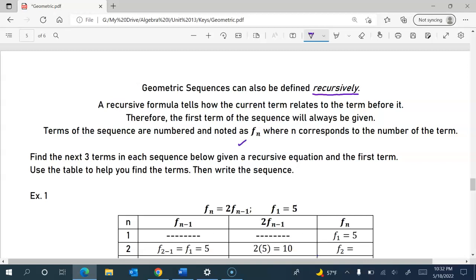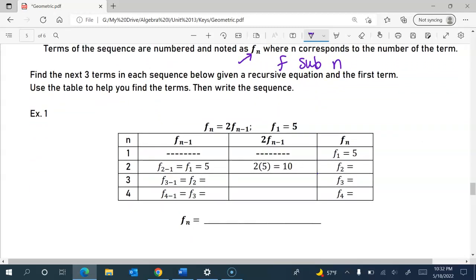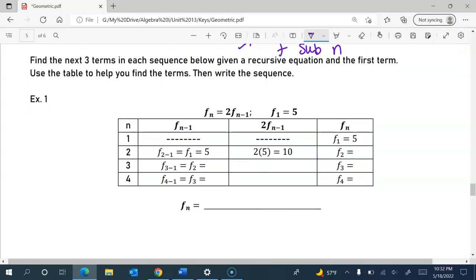Just like yesterday, we're changing the notation. Explicit formulas are in function notation, meaning like g of n. Recursive formulas, remember though, this is called f sub n. That's how we say that, right? It's a subscript. That's what we use for recursive formulas. We're going to use this table here. So very similar table to yesterday, right?